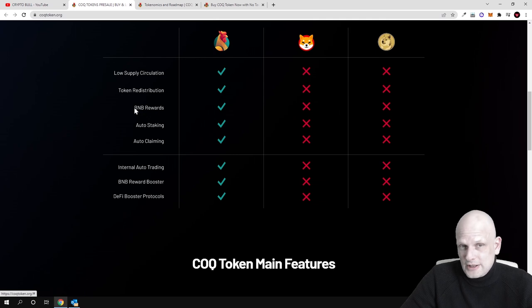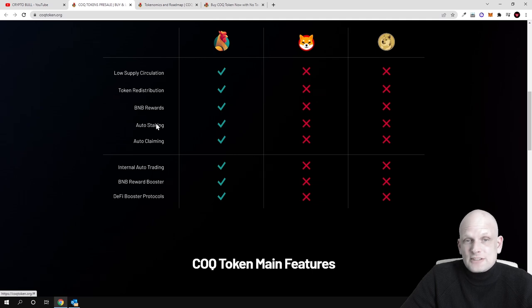BNB rewards, like I mentioned, you can't get with any of these others, not even Shiba Inu, guys, because Shiba Inu is built on the Ethereum blockchain, and you know for yourselves that Ethereum transactions currently are in hundreds of dollars, so no one is really using them. But the COQ token is built on Binance Smart Chain, so transaction fees are in cents, so very, very cheap and much faster than on the Ethereum blockchain.